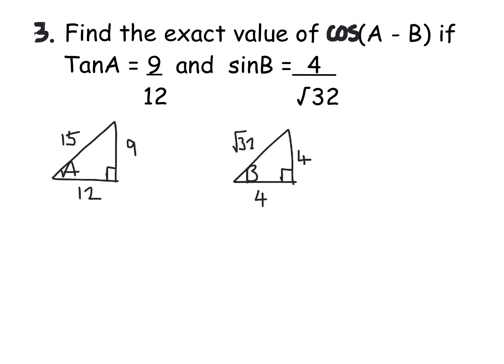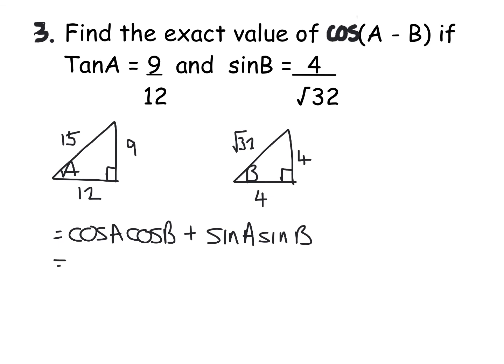Then if we find cos(A minus B), that would be cos A cos B. Minus turns into plus, and then sine A sine B. And let's put some numbers in. So cos A would be 12 over 15, using adjacent and hypotenuse. Cos B would be adjacent over hypotenuse, so 4 over root 32.